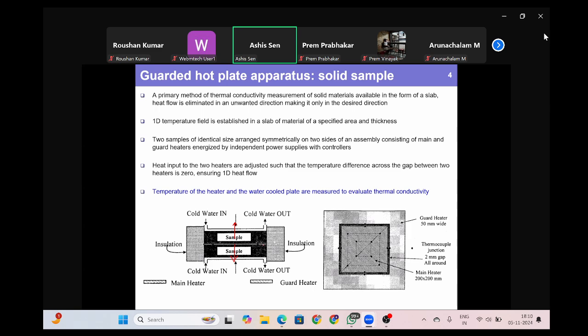And because of these guard heaters, this method is known as guard hot plate apparatus. So basically, you restrict the heat flow in the lateral direction and only heat flows through the sample in the vertical direction. Okay.